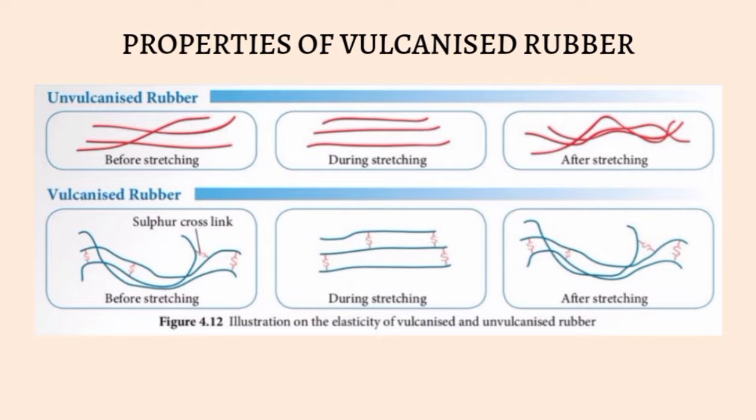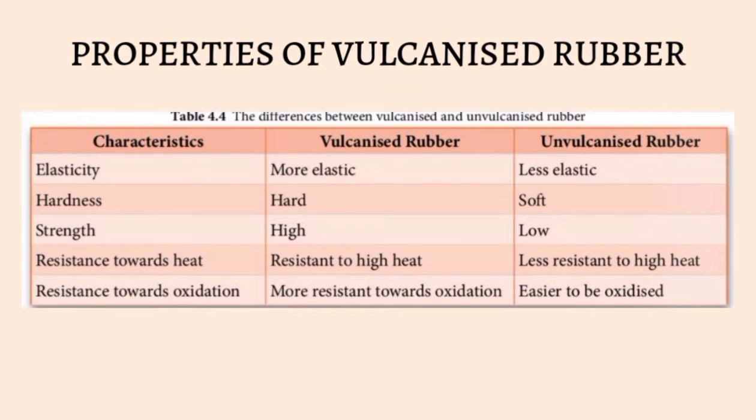Properties of vulcanized rubber. So if you guys can see, the vulcanized rubber is more elastic than unvulcanized rubber, harder than unvulcanized rubber, and the strength is stronger than unvulcanized rubber.